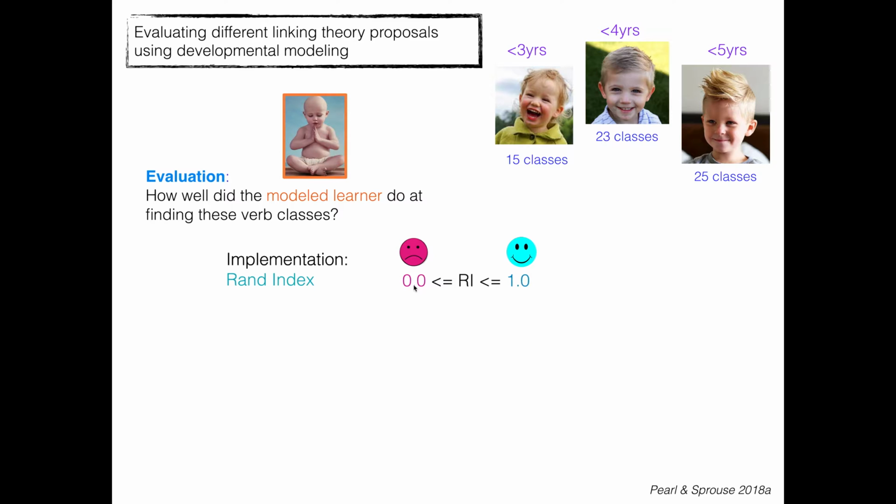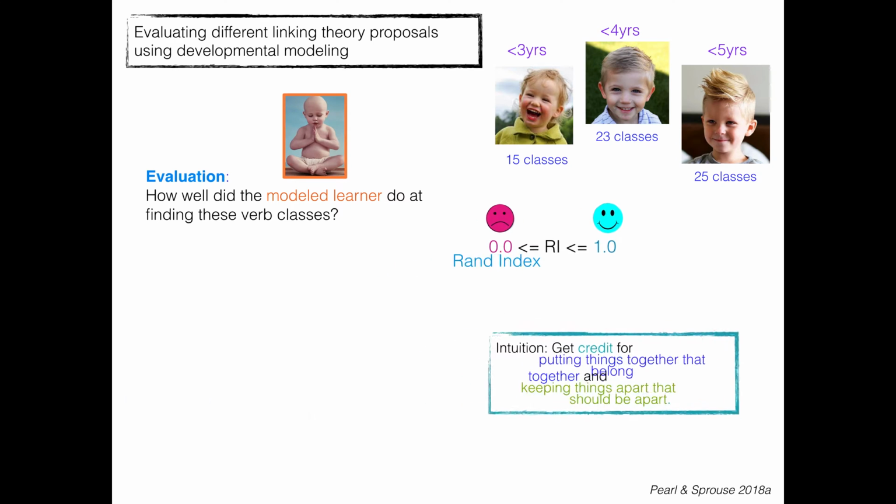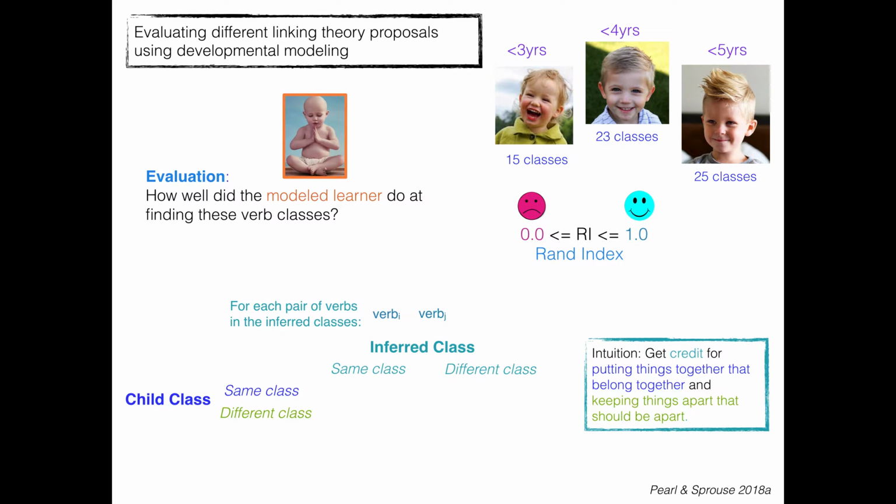It ranges between 0, which is very sad, to 1, which is perfect. And so the idea is that you get credit for putting things together that belong together and keeping things apart that should be apart. So in particular, for each pair of verbs in the inferred classes that come from these modeled learners, right, the child's classes, these two verbs could truly be in the same class, so they should be put together. And if in the inferred class you put them together, that's good, that's a true positive.